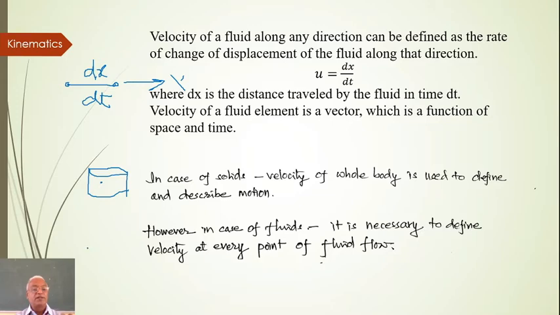But in this case, suppose it is a channel flow, you cannot just tell one point's motion or one molecule's motion. Motion in all the three directions has to be defined because it may be different in different directions. That is what is said here. However, in case of fluids, it is necessary to define velocity at every point of fluid flow, right? Every point. Okay.